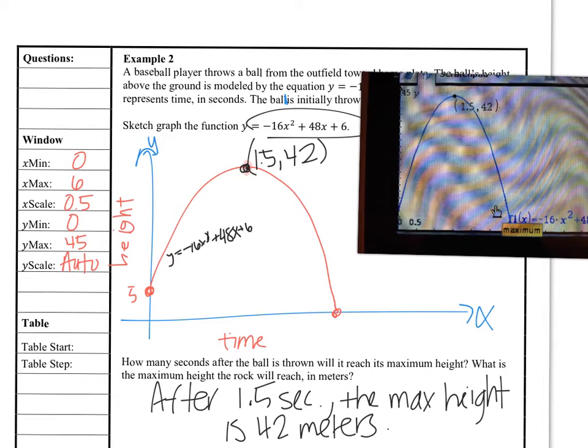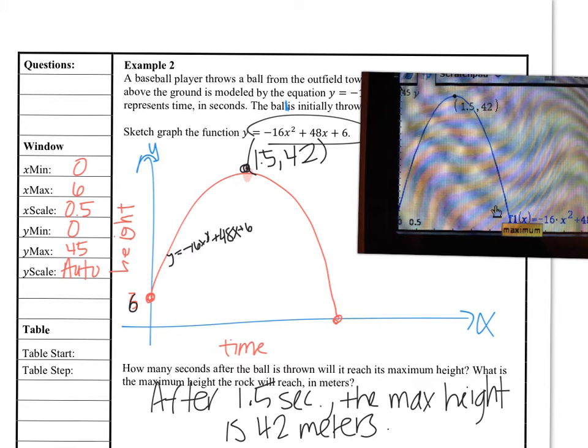Then it says how many seconds after the ball is thrown will it again be 6 feet above the ground? So this was initially 6 feet off the ground. Sorry about that. And I'm asked again, when does it hit 6 feet again? So I have to figure out when is this going to be a y value of 6. So I can either look at the table or I can trace my graph. I can type in y equals 6 and look at where they intersect. That might be the easiest option.